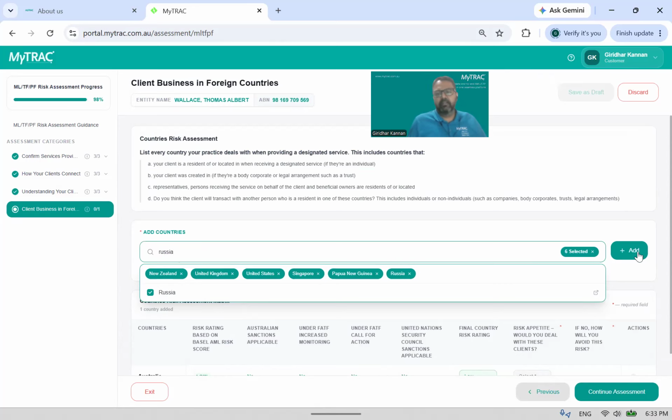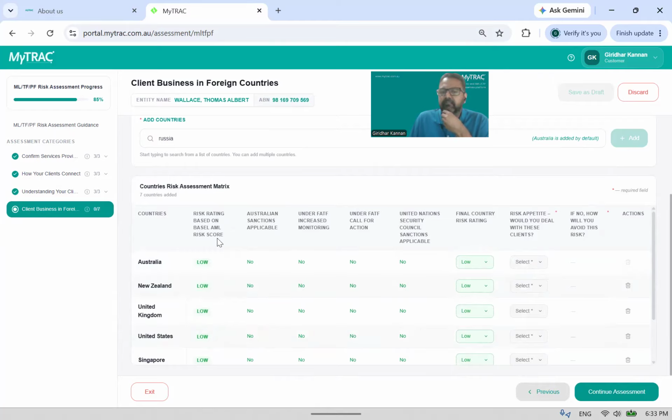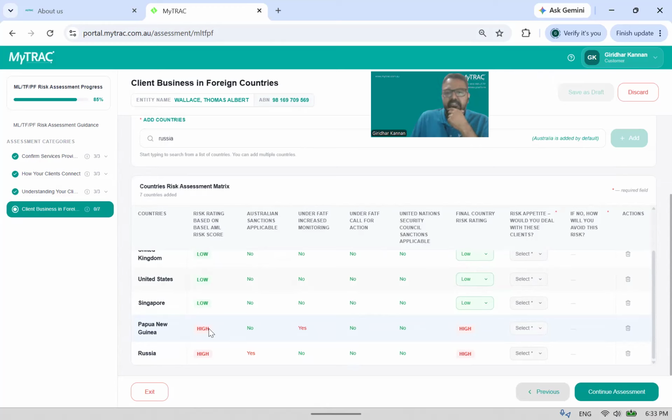Now, if you look at it, every country has something known as a risk rating based on the AML risk score. This keeps updating periodically. And it also gives you the Australian sanctions, FATF, and things like that. So if you look at it, Australia, New Zealand, UK, US, Singapore are all low risk jurisdictions. So there is not much for you from an AML risk perspective. But the example of Papua New Guinea, for example, it's a high risk jurisdiction. Why is it a high risk jurisdiction? Because there is increased FATF monitoring. It's a gray listed jurisdiction. So definitely the customer is a high risk customer. You need to do additional due diligence.